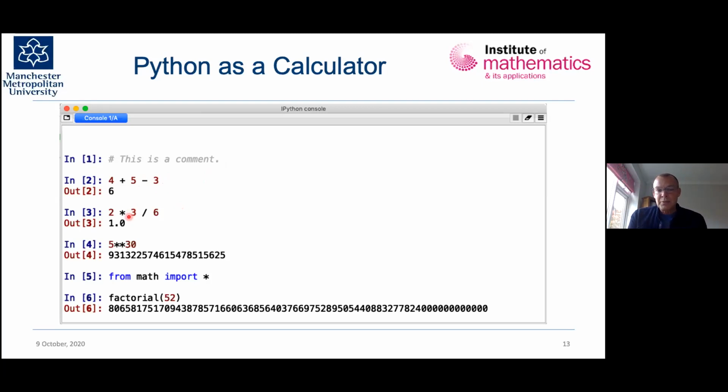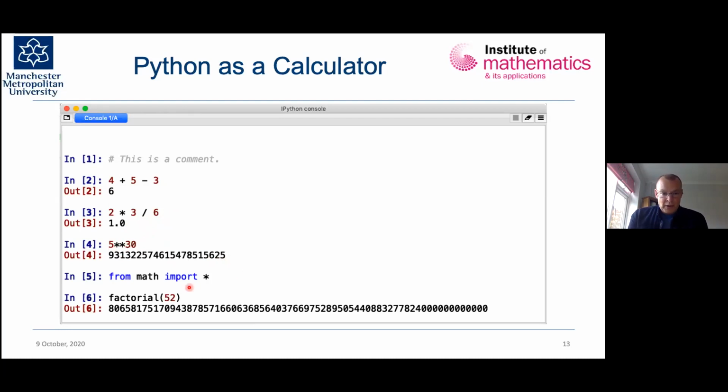To multiply numbers in Python, we use the asterisk, and to divide, we use /. Okay, so this gives us 2 times 3 divided by 6, and this gives us a floating point answer. So the floating point answer is 1.0. And if I've got time, I'll say more about floating point arithmetic later on. We can also take powers, so we can do exponentiation with Python. So 5 ** 30 is the same as 5 to the power 30. And you can just about get away with doing this kind of calculation on your calculator.